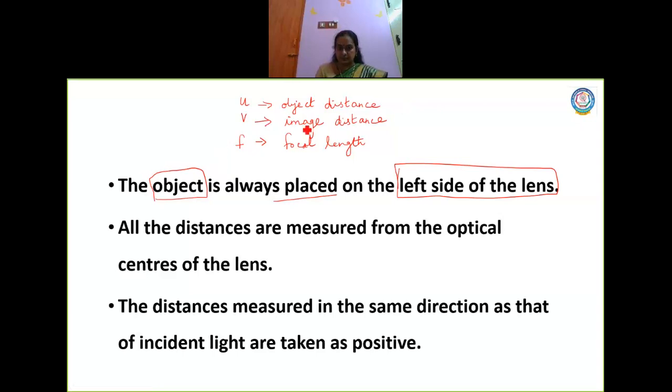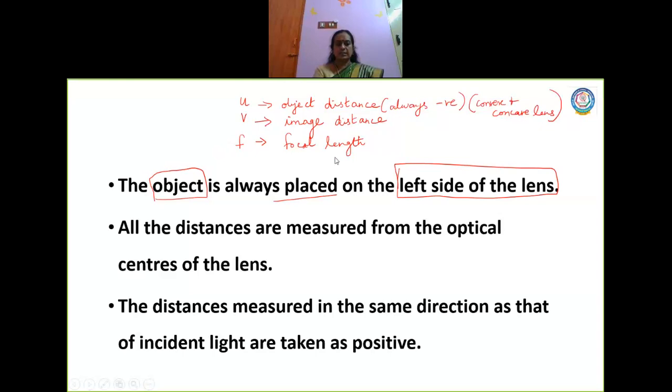I will write here: object distance will always be negative, in the sense you will measure the value. Suppose it is 5 centimeter, you will always write U as minus 5. This is applicable for both convex and concave lens. The object will always be along the left side, so it is always measured negative.